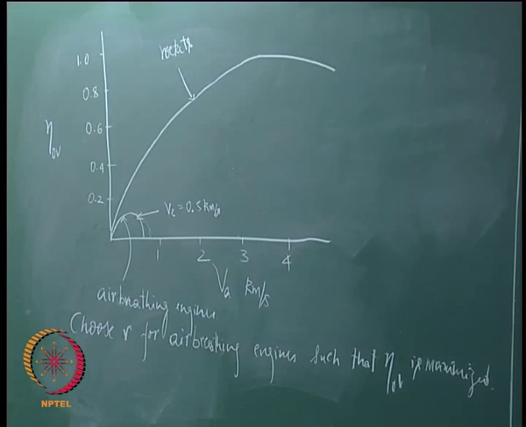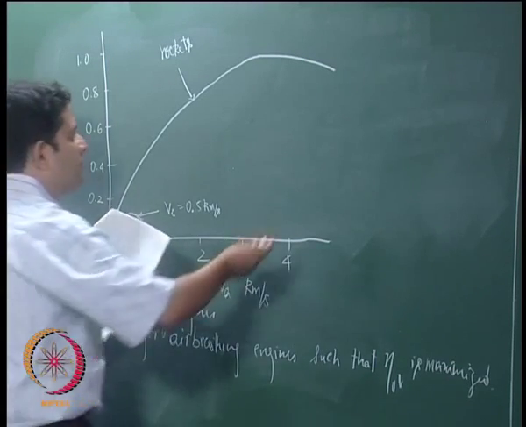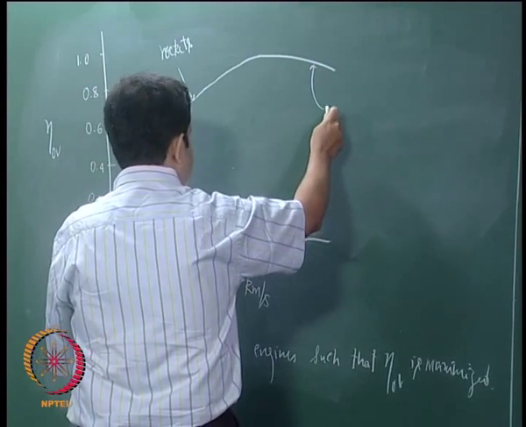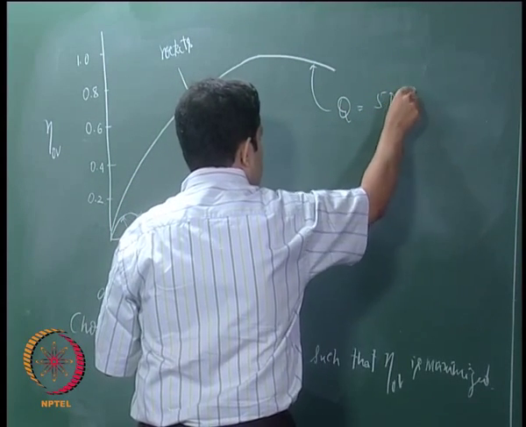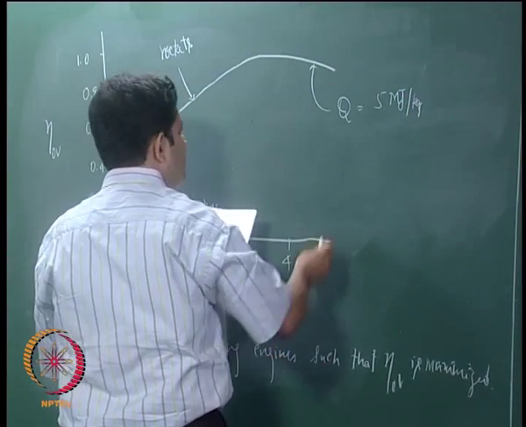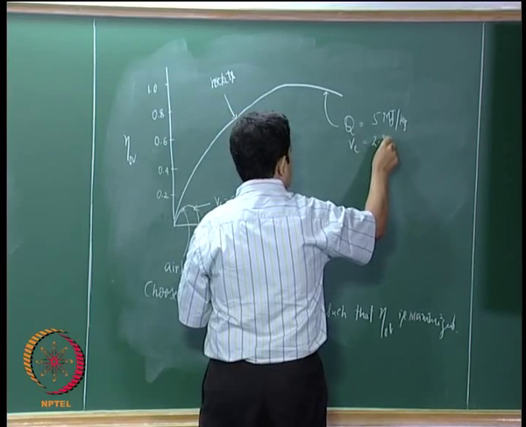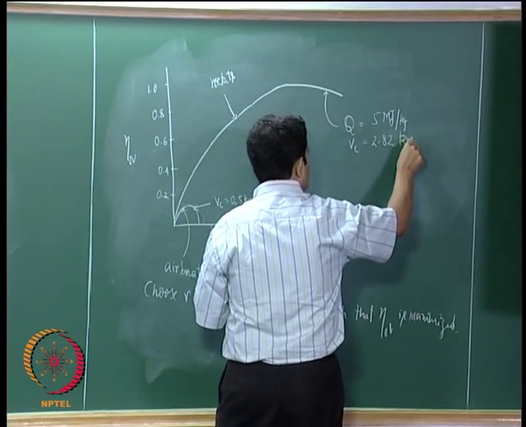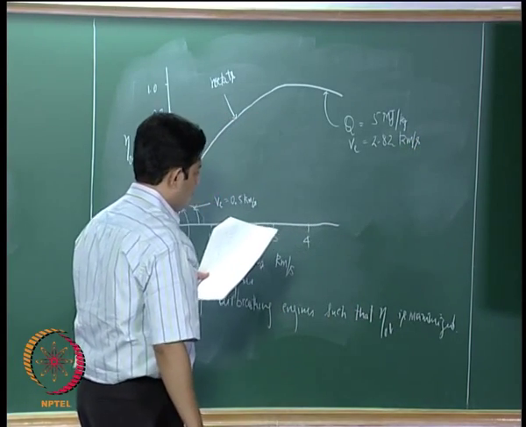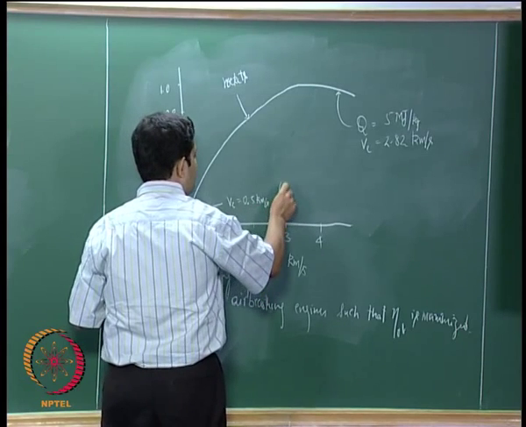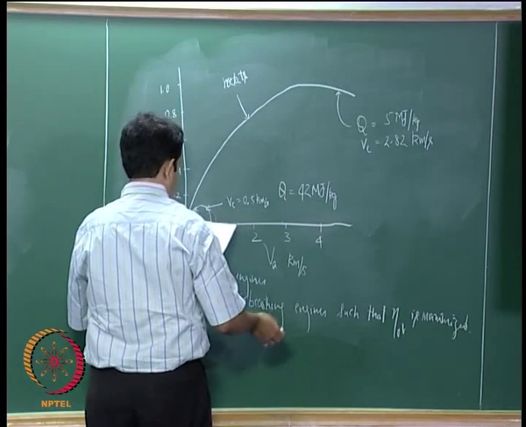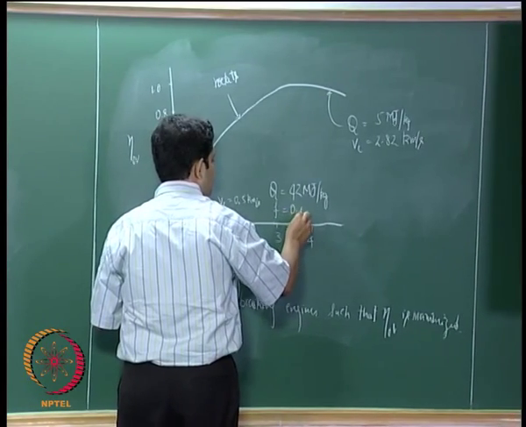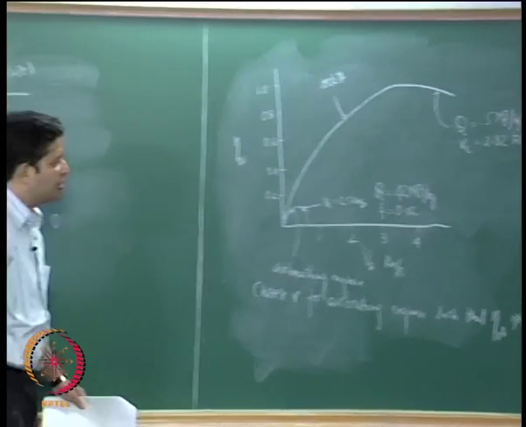Fine. Now, if you see this graph, I have to say what kind of fuel and other things. Q is equal to 5 megajoules per kg. VE is 2.82 kilometers per second, and here for air breathing, the fuel air ratio F is somewhere around 0.02, okay.